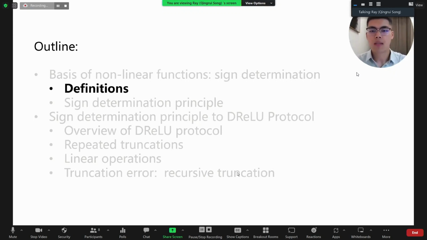Before introducing our sign determination principle, we first need to define a few terms. Due to time constraints, we will only discuss the definitions for positive inputs here, and the examples we use are also for positive numbers. If you would like to know the complete version, please refer to our paper.